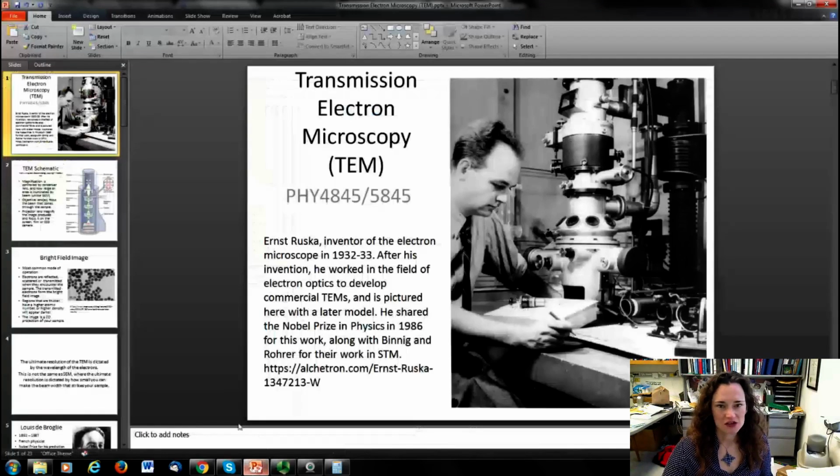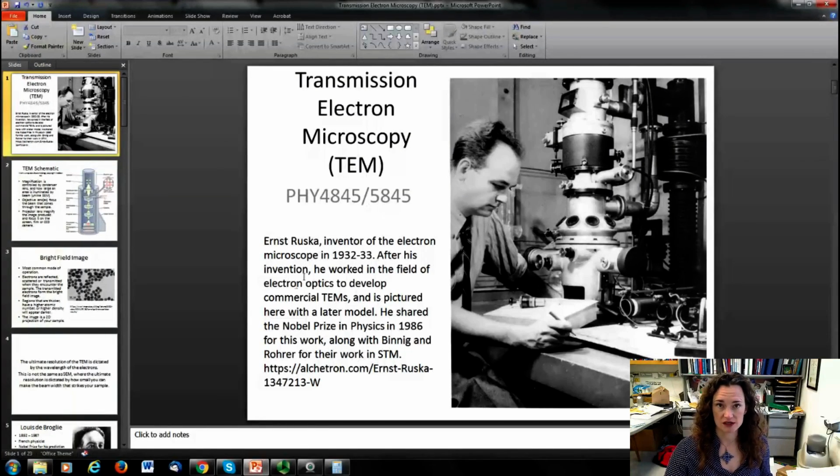Hi. So today I want to talk about transmission electron microscopy. And the father of transmission electron microscopy is Ernst Ruska, pictured here in this photograph with one of his later prototypes of the TEM, or a later commercial model of TEM. He was the inventor in the years 1932 to 1933.